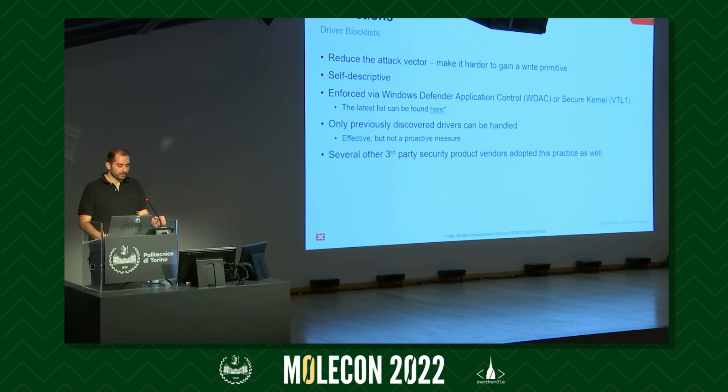The first one is using a driver blocklist in order to prevent attackers from gaining the kernel write primitive. Basically, it's being enforced via Windows Defender or the secure kernel. I included a link to the latest list on the Microsoft website. There's a small asterisk there. A few weeks back, there was quite a hot debate on Twitter, where a researcher tried to look at how effective this list actually is.